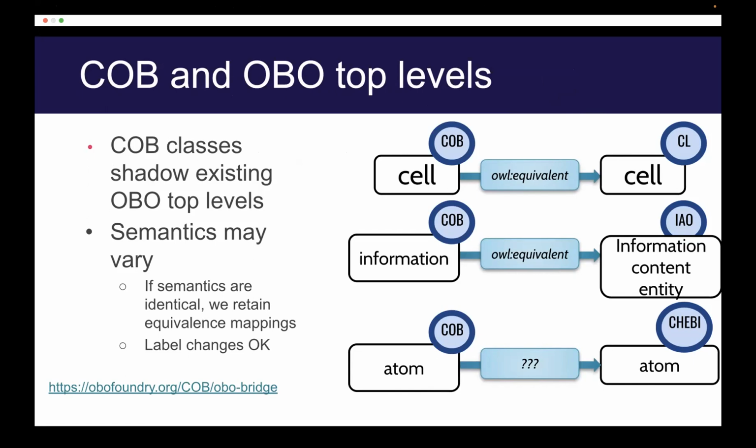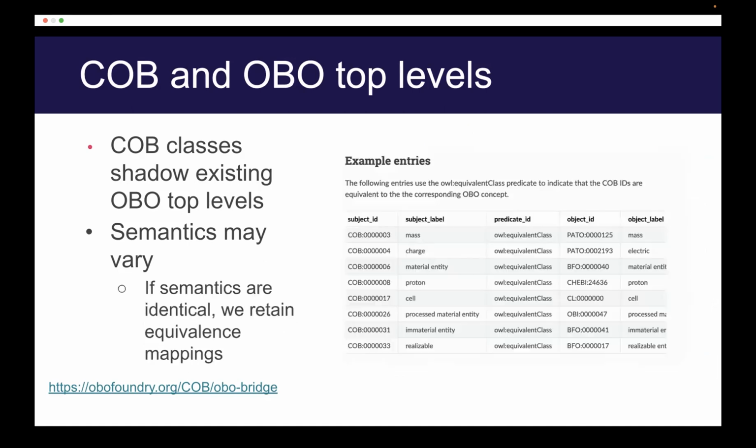So we decided we needed, at least as part of an experimental stage, to make copies of these and then maybe change the labels or modify the semantics somewhat. But we retain mappings back between the COB classes and the original root nodes, for example in the Cell Ontology. If we don't modify the semantics, we retain an equivalence axiom linking the two of them. But in cases such as the concept of atom in ChEBI, which we had a hard time integrating into the overall COB structure, we needed to make some semantic changes. So there's no longer an equivalence axiom that connects these things together.